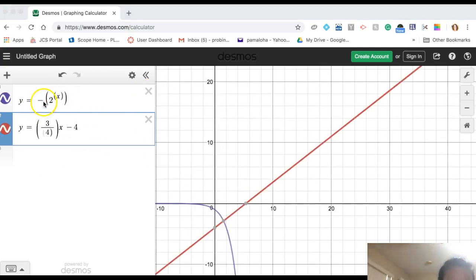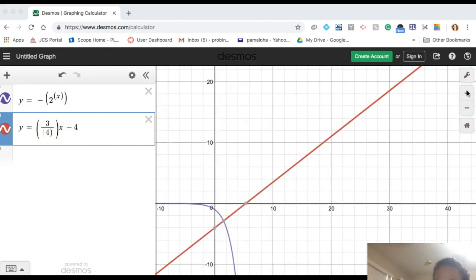Okay, for part C, I typed in the left-hand side. It was y equals negative 2 to the x. Be careful, that negative is on the outside. It's not raised to the x power. So you plug in your x value and then do the power, and then you would multiply by a negative. And also the second part is 3/4 times x minus 4. So careful with your parentheses.